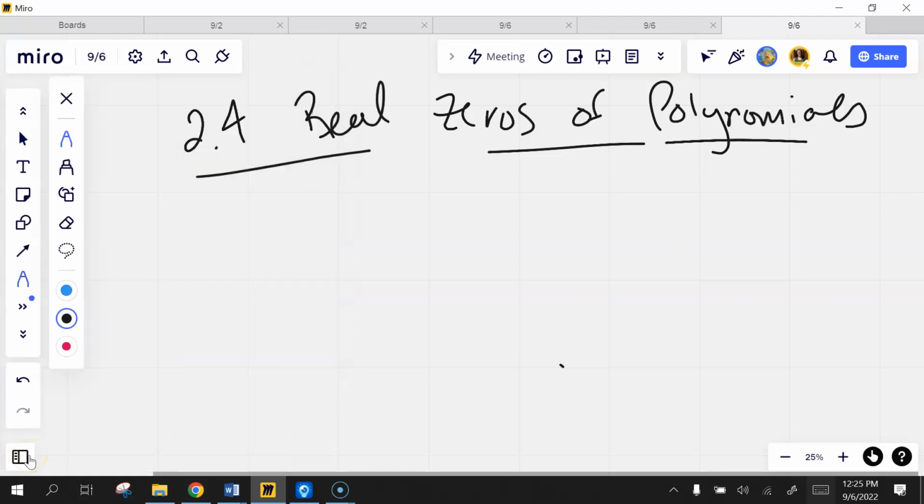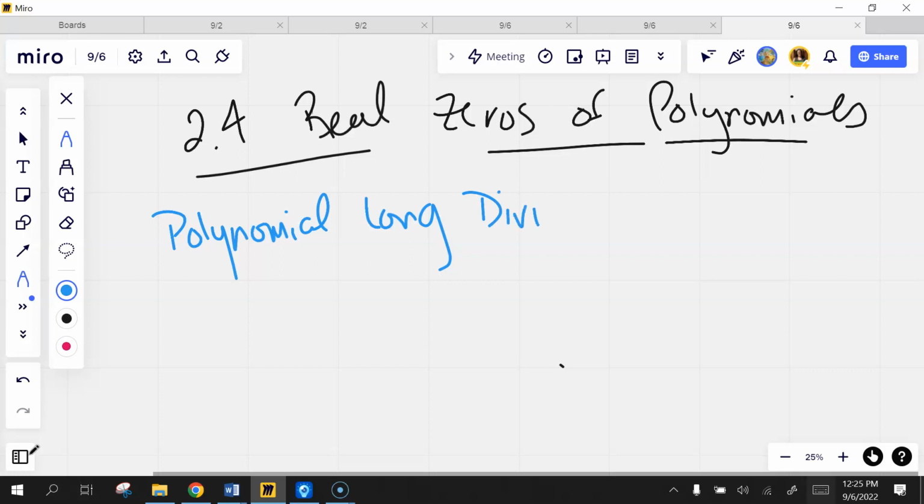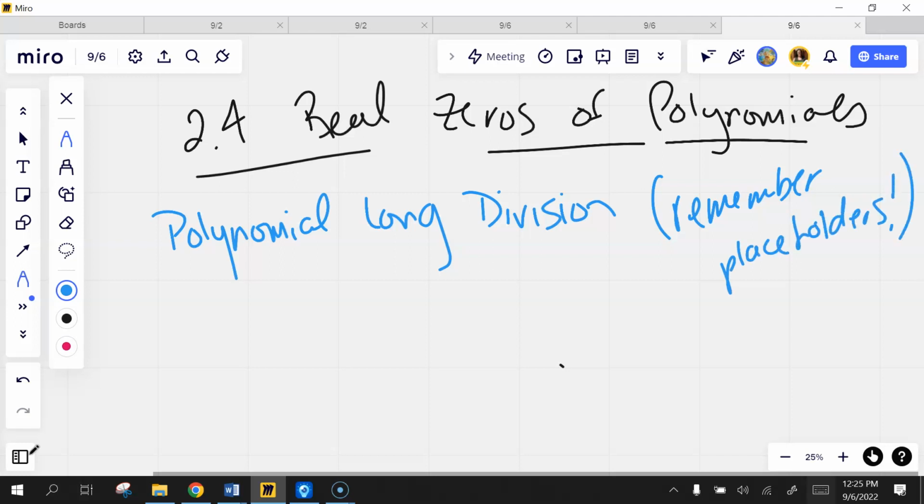I will review this quickly. The only thing I will tell you is to make sure you remember. Not the only thing I will tell you. Remember your placeholders. What is a placeholder? It holds the place. That's exactly what it does.